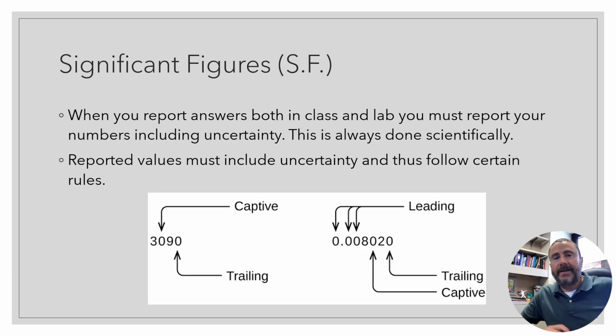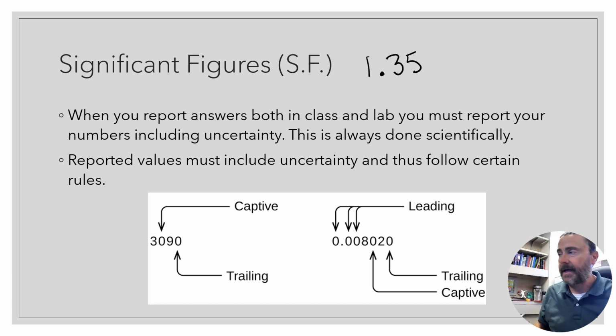All right, so when we deal with this, we have to talk about which reported numbers are significant. When we report our answers, we're always going to report them to the correct number of significant figures, including some sort of uncertainty that was involved. We had that number from the previous slide of 1.35. That value has 3 numbers associated with it: a 1, a 3, and a 5.